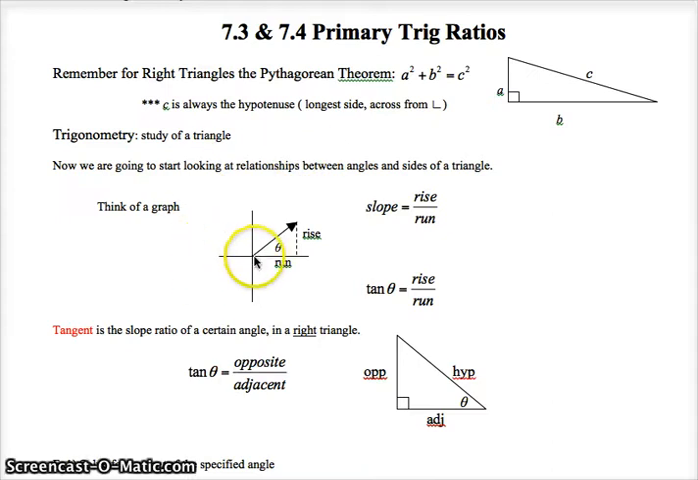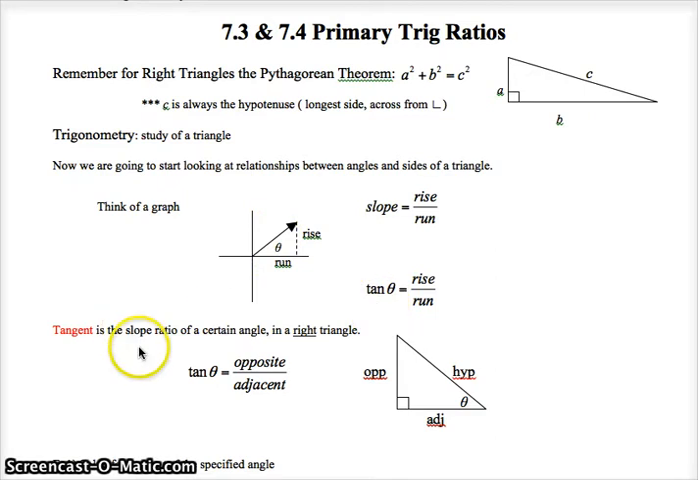So if we think about a graph of a line going through the origin at a certain angle or slope, we know that the angle it forms with the x-axis forms our slope, our rise over run. What we can also know is that the ratio for our slope is always the same if that angle is the same. So when the rise over the run, your slope, is the same, the angle that you are at is also the same, and that's called our tangent.